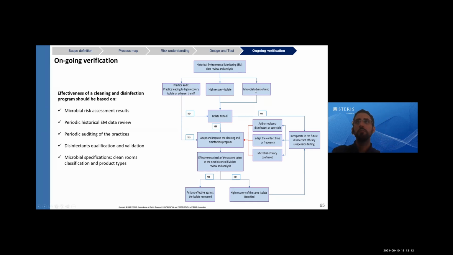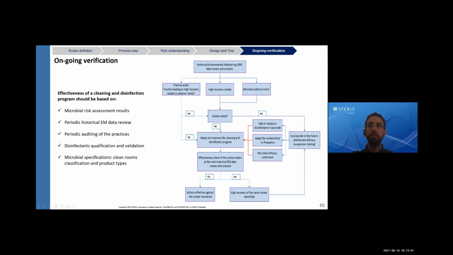The goal is to look at microorganisms that are popping up all the time. So for example, an excursion with Bacillus cereus or Burkholderia cepacia, you have several excursions due to that. And then the goal is to look at, did I test this isolate? If it is a no, then it may be good to incorporate it in a future disinfectant efficacy using a suspension test as promoted by the USP 1072. And what happens is you will look if the disinfectant is working against this microorganism.